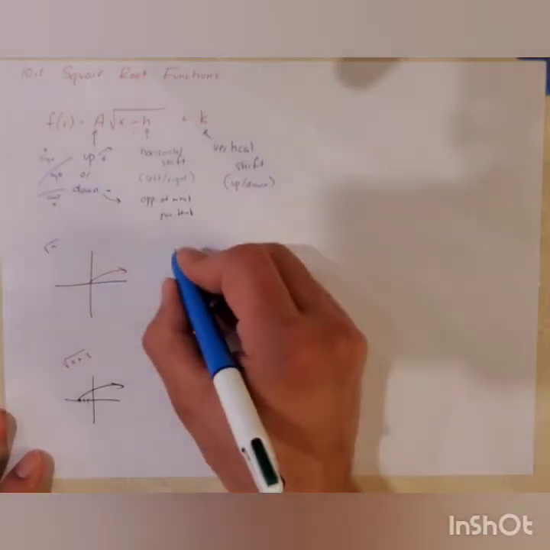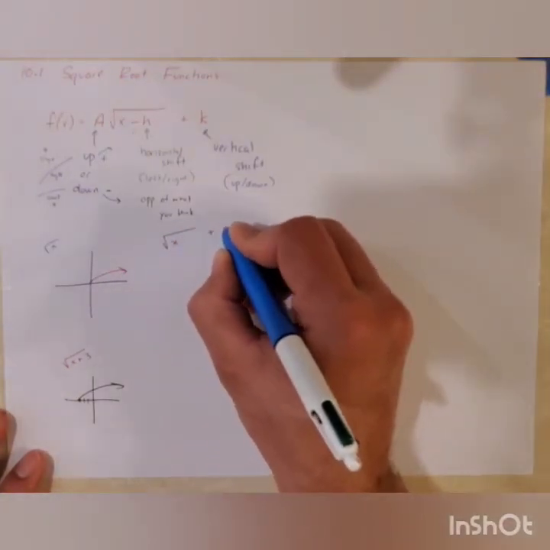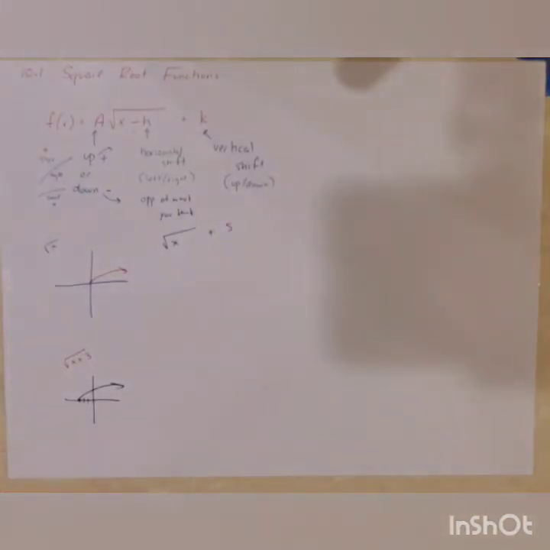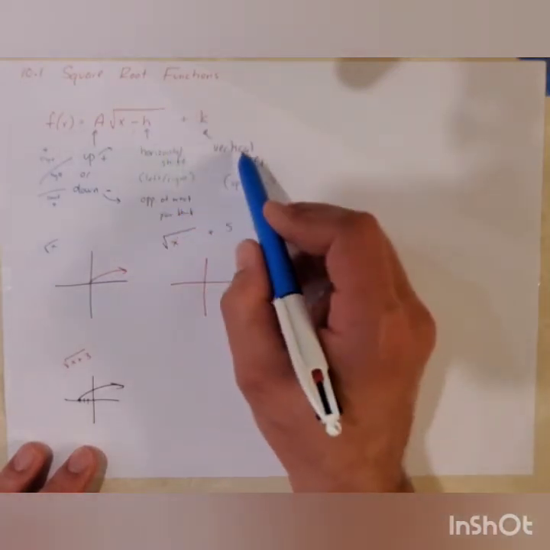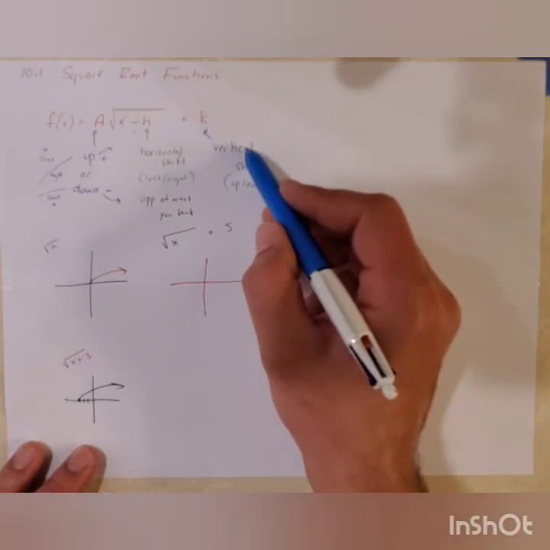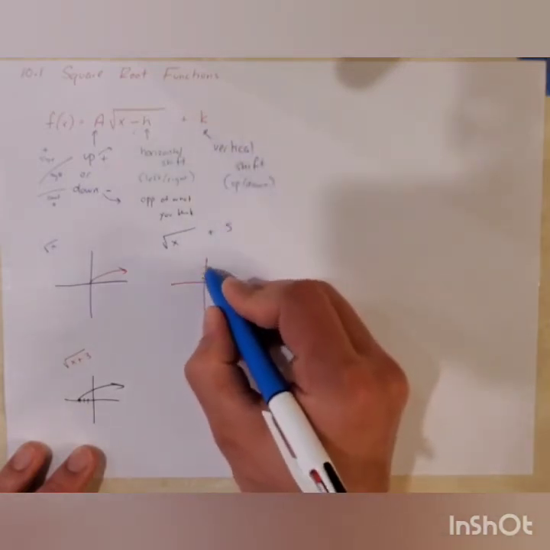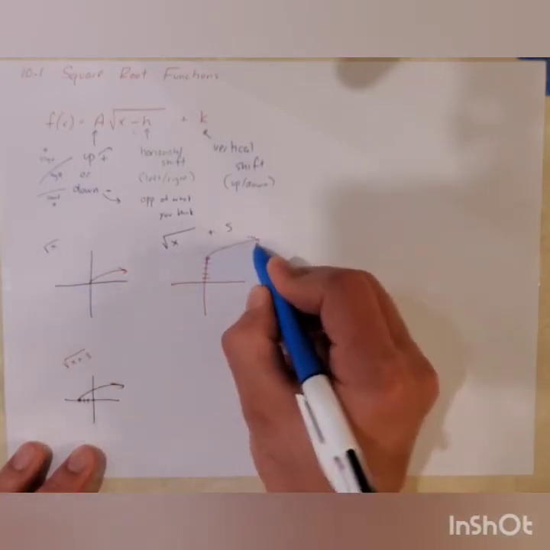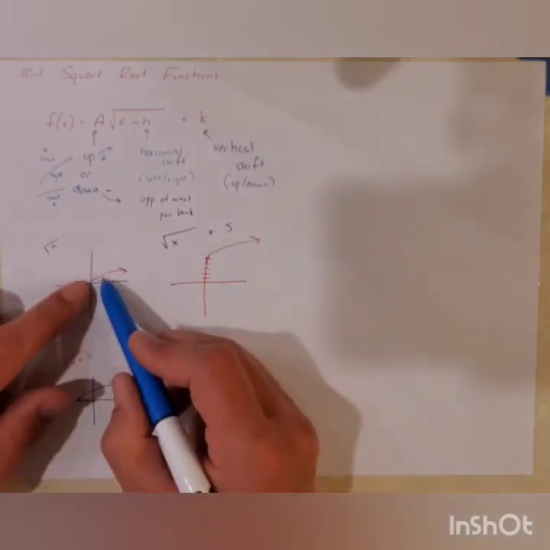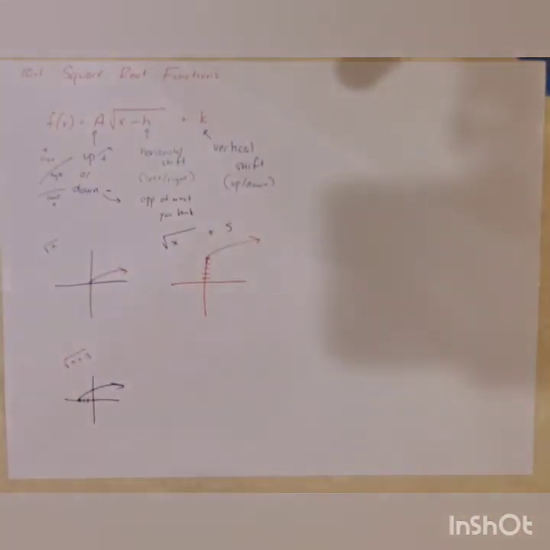Same game. Square root of x plus 5. Notice that plus 5 is on the outside. I think about this, plus 5 on the outside, that's my vertical shift. So that means I'm going to be going up 5. So 1, 2, 3, 4, 5. It's going to be this graph just up 5. And that's kind of the game. You're just moving this graph. Left, right, up, down. Sometimes you flip it.